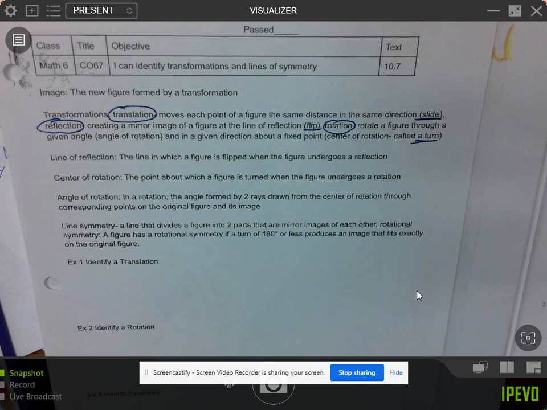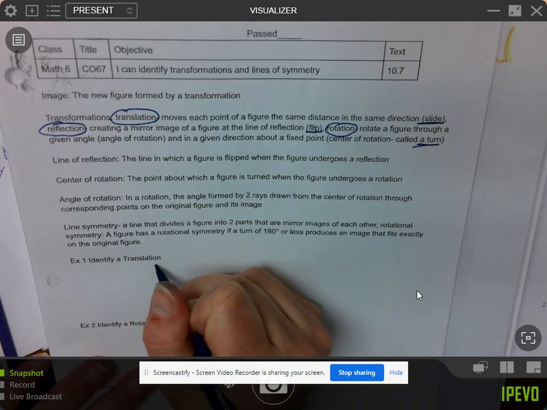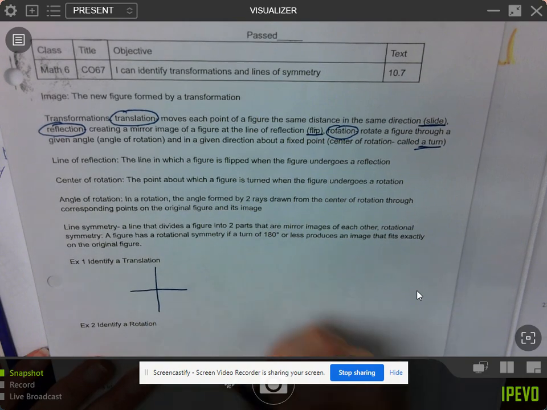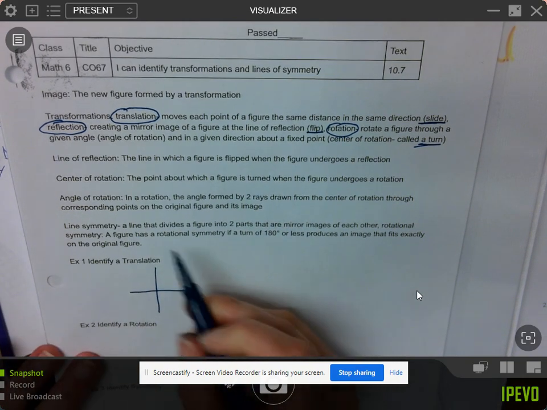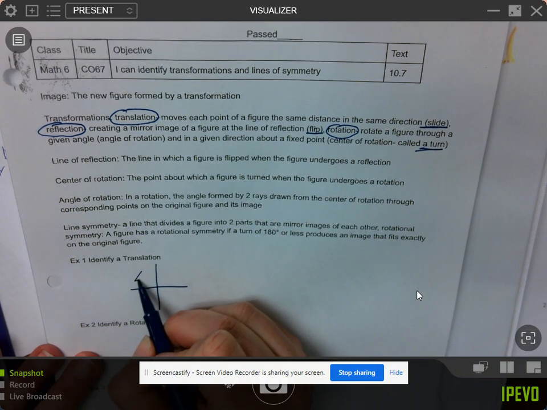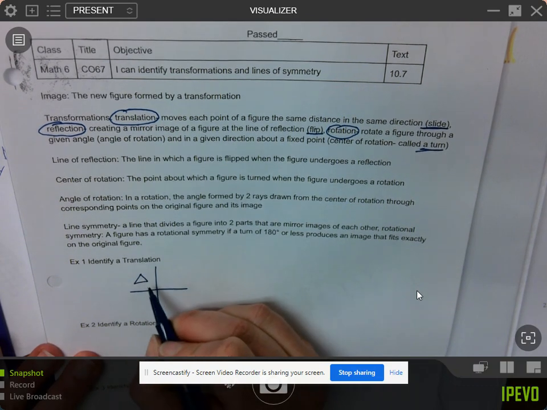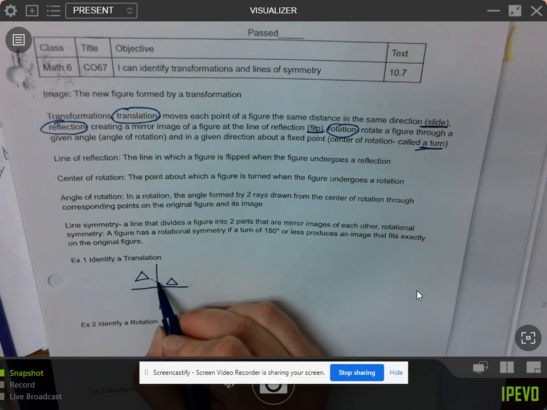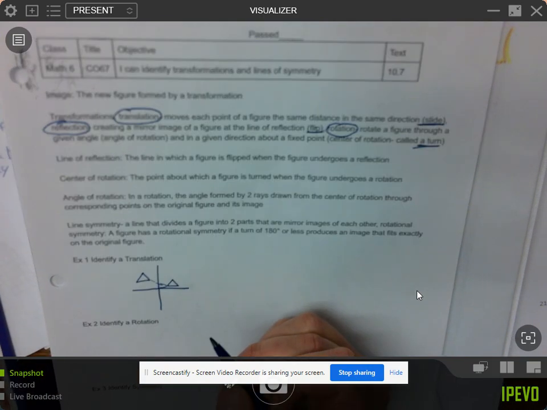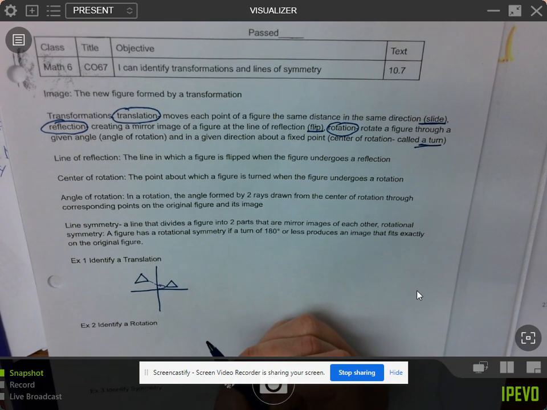So let's look at what these examples are going to look like. So identifying a translation. So what does translation mean? What are we doing to our image? We're sliding it. So if we have our coordinate plane, if our image is right here, that slide, that translation means we're sliding it down some. That's all it means, is we're just sliding it.